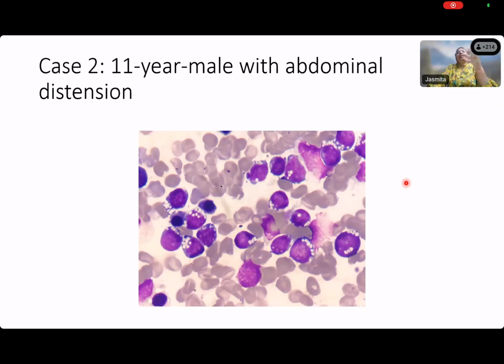On the other hand, you have this 11-year-old with pain and abdominal distension, and when you have a look at the cytoplasm, it is deeply basophilic. It is showing these multiple vacuoles, and this is a patient of Burkitt lymphoma with spill in the peripheral blood. So this is the classical morphology of a Burkitt lymphoma.